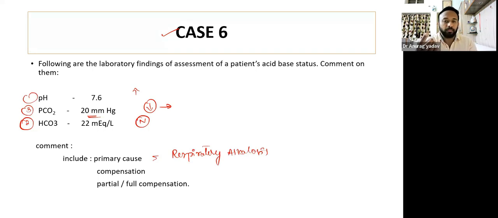So now you see compensation. Bicarbonate, is it in the normal range? Yes. So there is no compensation. When there is no compensation, there is no comment on partial or complete. So what is the case here now? This is an uncompensated respiratory alkalosis.